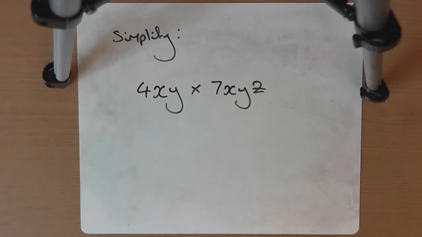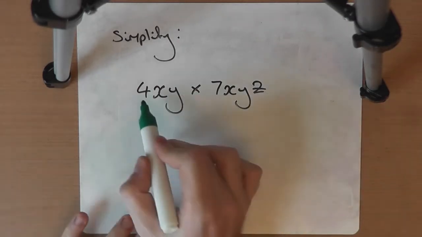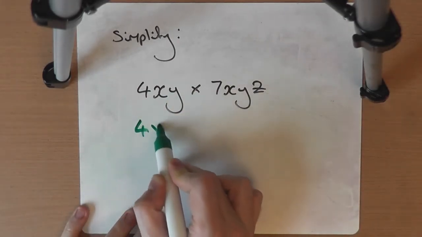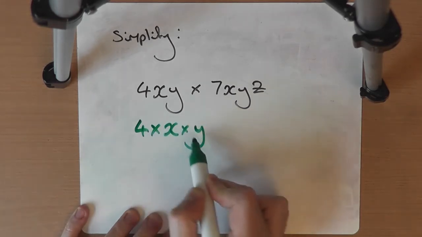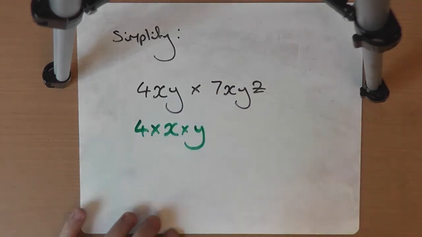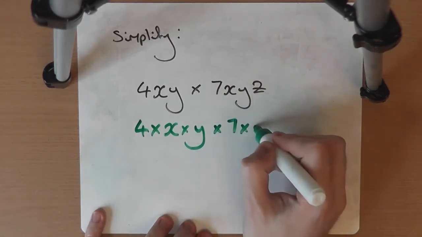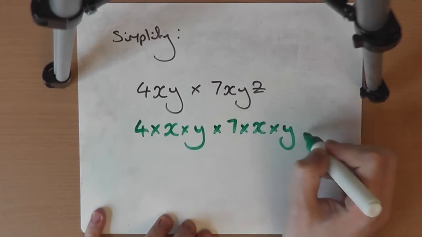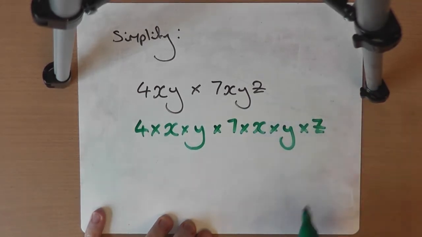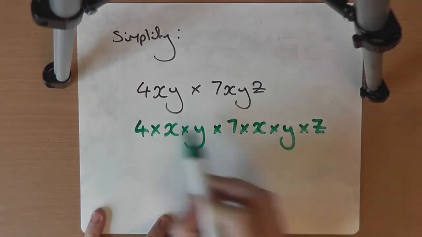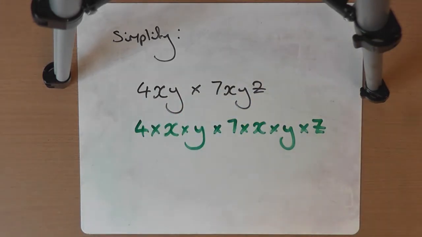Now this is probably the most complicated of simplifying questions, something like this that actually does look very messy. 4xy times 7xyz. Well, what I'm going to suggest we do first of all is that we put the times signs back in, the ones that are there. And we could write this as 4 times x times y from the first bit, times 7 times x times y times z from the second bit. 7xyz, 4xy, and that times in the middle.